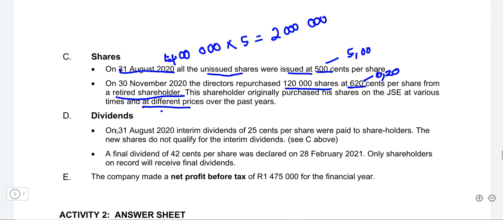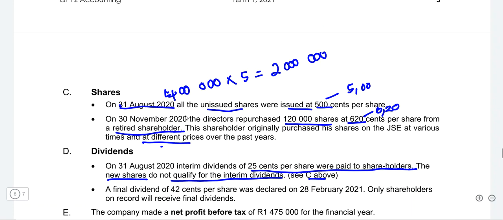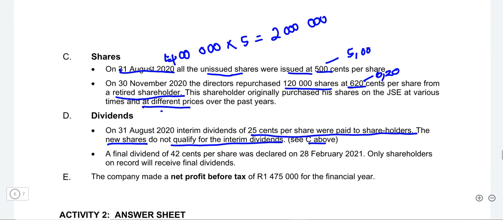Now, next they are saying that on 31st August 2020, interim dividends of 25 cents per share were paid to shareholders. The new shares do not qualify for interim dividends. See information C. Now you need to remember when the dividends were paid, and when the new shares were issued. There's no way that if I buy shares today, I can earn dividends on that. So they will only pay those dividends of 25 cents on what they had before they issued new shares, which means they will pay those dividends on those 600 shares that they had at the beginning.